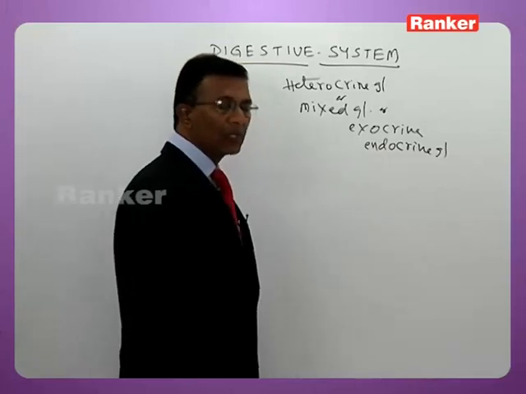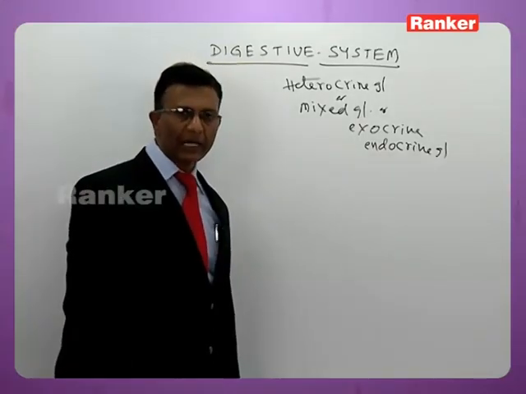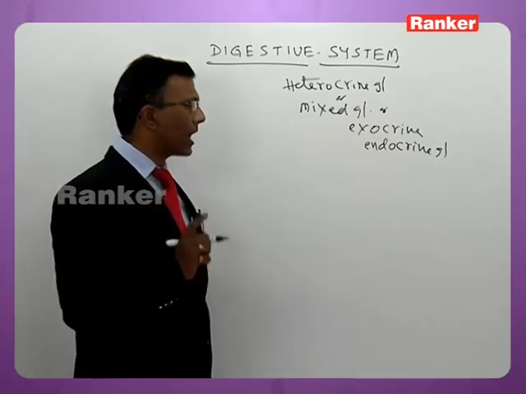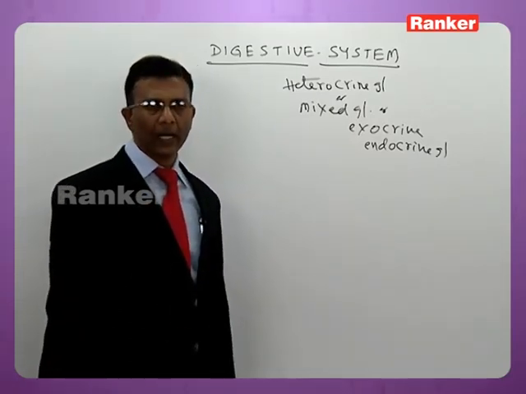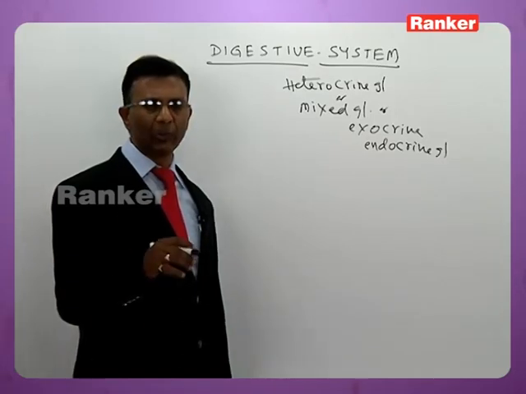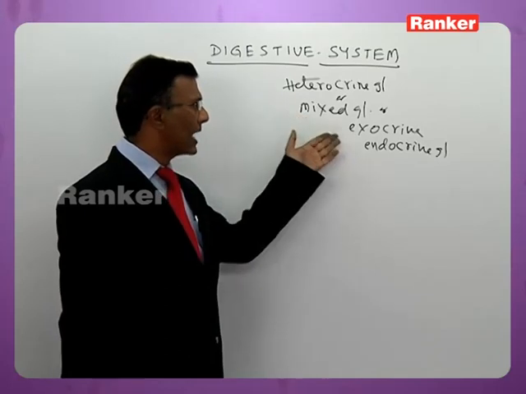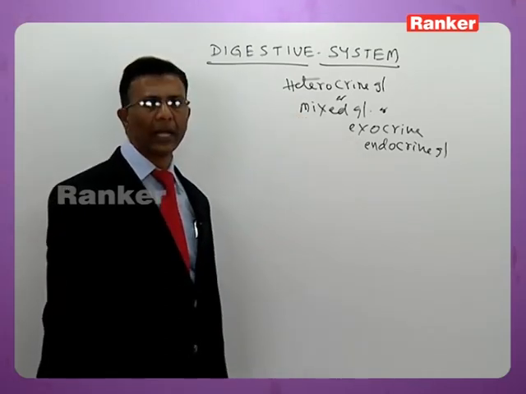Okay, so this is also a most important point from the entrance exam point of view. Remember, the pancreas is a heterocrine gland, or mixed gland, or exocrine-endocrine gland. Why is it called heterocrine? Because it secretes both enzymes and hormones. That's why you call it a heterocrine gland, or mixed gland, or exocrine-endocrine gland.